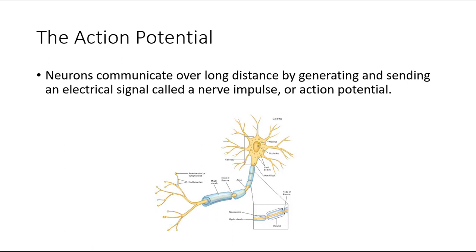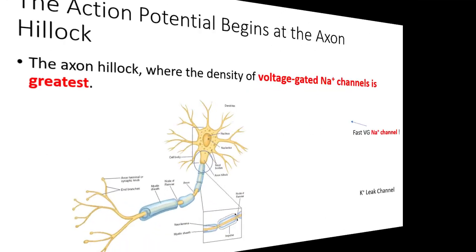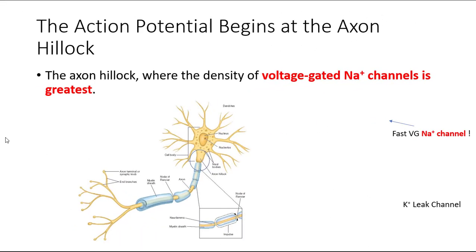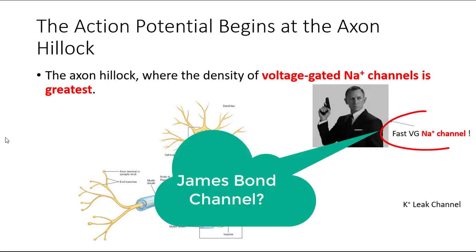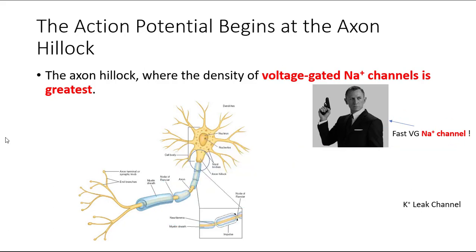The action potential: neurons communicate over long distances by generating and sending an electric signal called a nerve impulse or action potential. Let's focus on the axon hillock, because the action potential begins at the axon hillock, where the density of voltage-gated sodium channels is greatest.